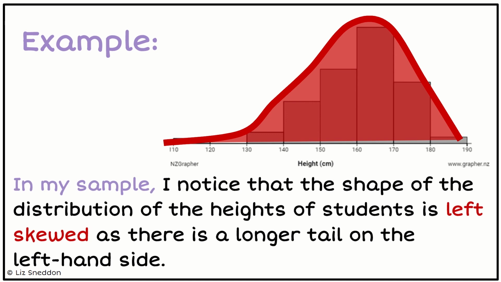So that's what we want to write in our sentence. In my sample, I notice the shape of the distribution of heights, and that's what we call all of those heights together. We call them a distribution of heights. Of the students is left skewed because there's a longer tail on the left hand side.